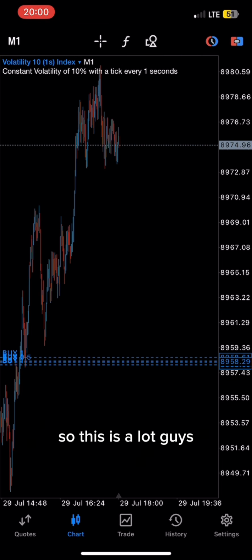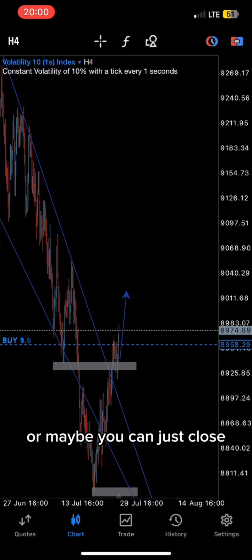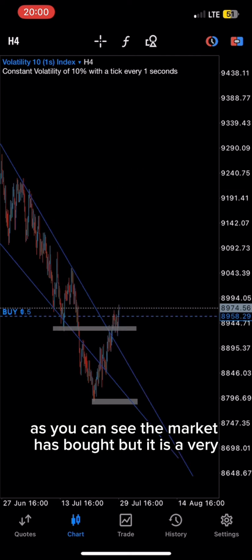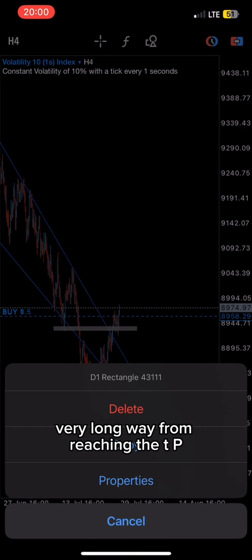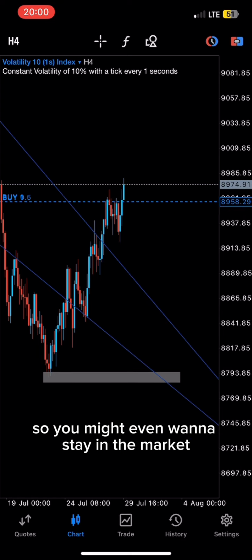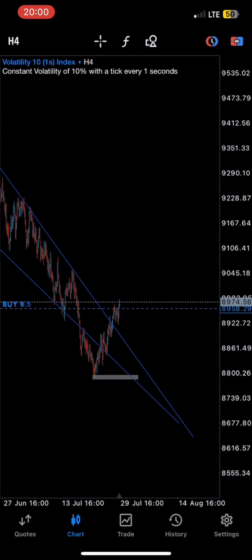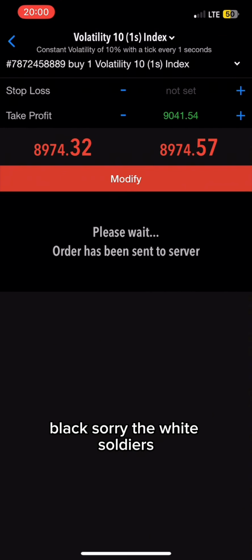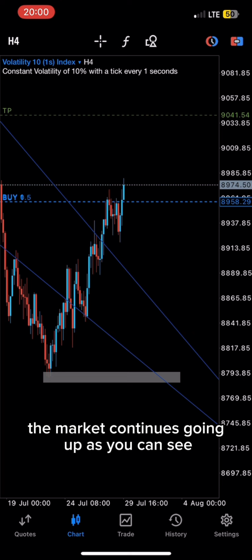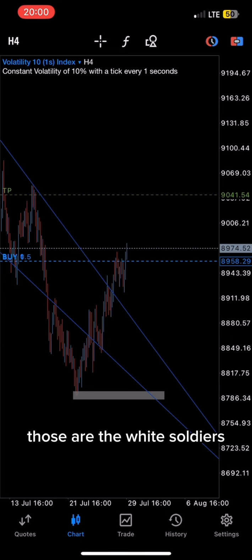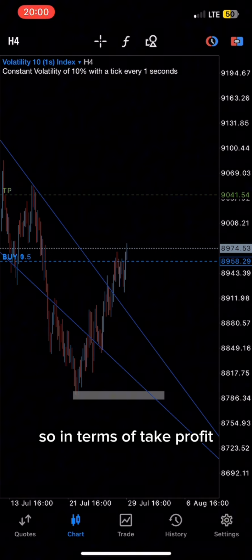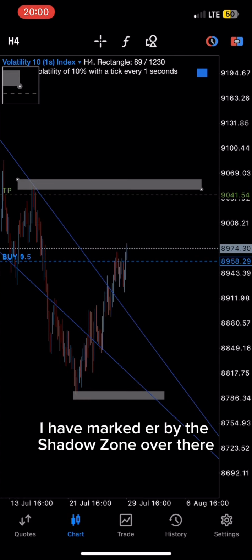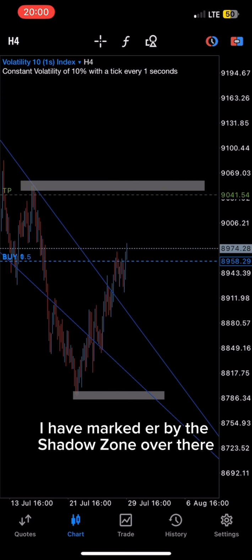So this is a lot, guys. We're just going to continue holding, or maybe you can just close and then look for other trades. As you can see, the market has bought, but it is a very, very long way from reaching the TP. So you might even want to stay in the market, because these are the first three white soldiers. After the white soldiers, the market continues going up. In terms of take profit, we always put it at the first area of confluence that we see, as I have marked by the shadow zone over there.